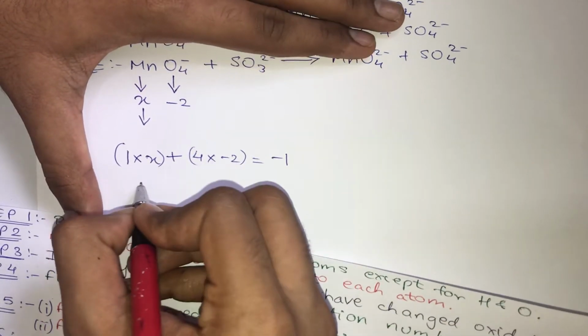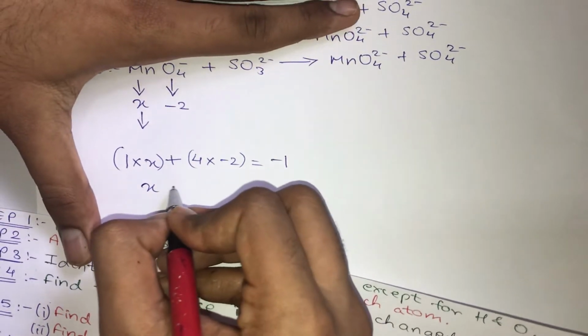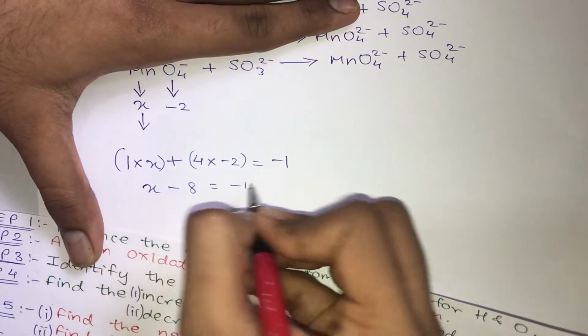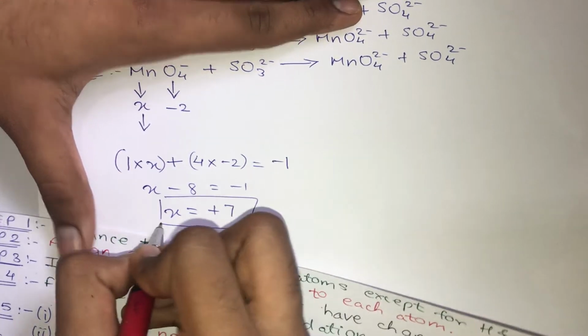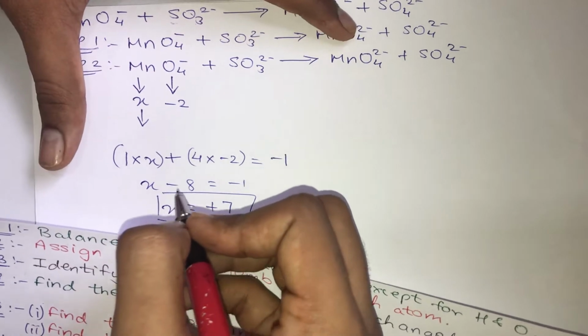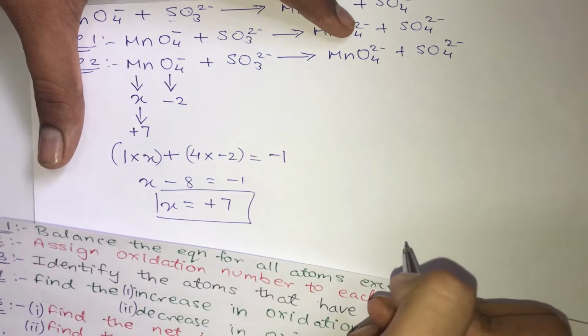So your equation becomes X - 8 is equal to -1. So the value of X that you are going to get is +7. So can I say, guys, that the oxidation number of the manganese atom will be +7.